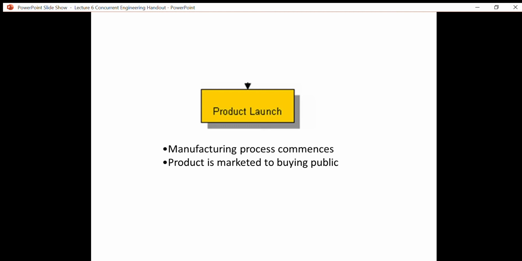So the product is marketed to the buying public. They introduce it to the market. The market will grow, then reach maturity, and then decline. That is the cycle of the product. I believe that you already learned that one, the cycle of the product after product launch. So this is the whole process of developing a new product in this slide, using the latest concurrent engineering techniques.